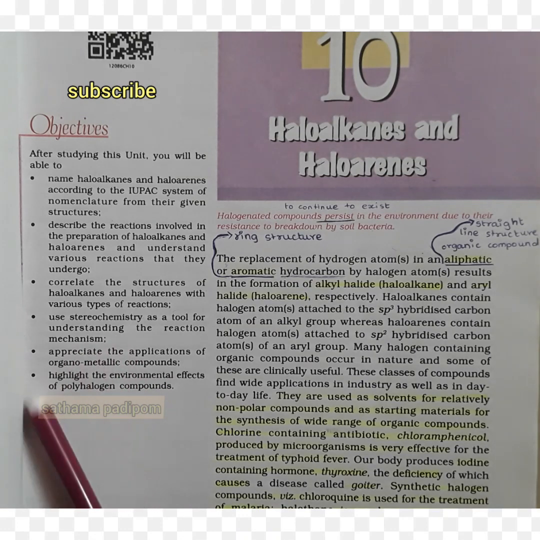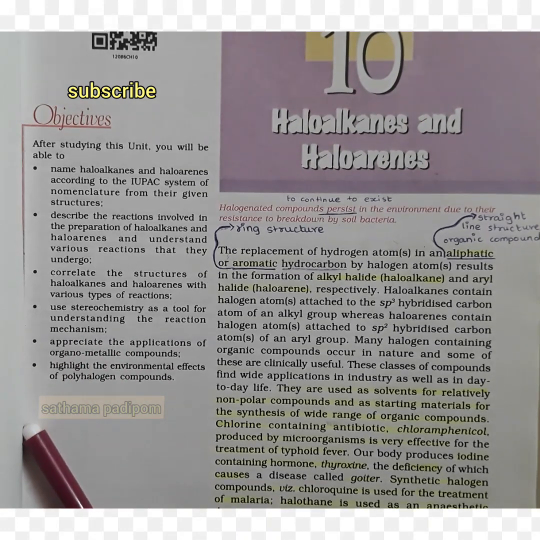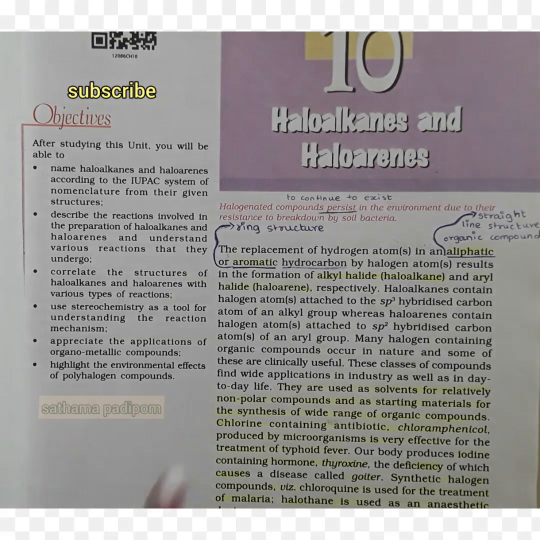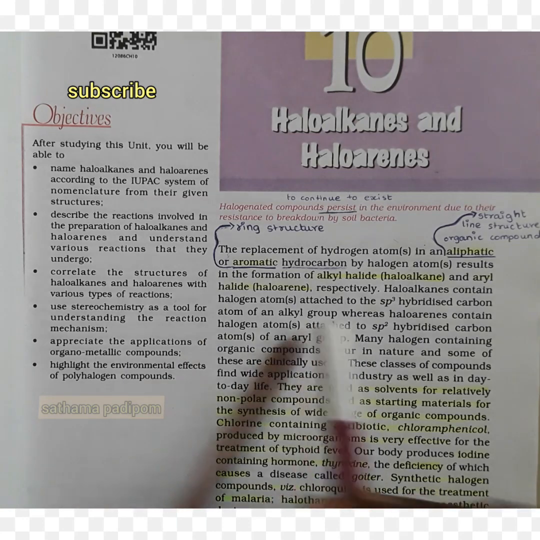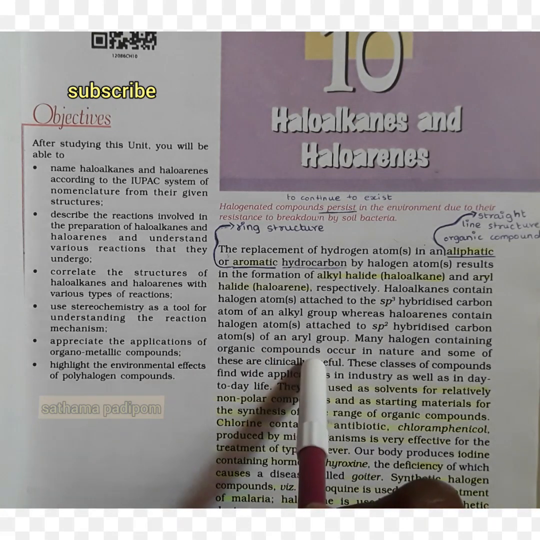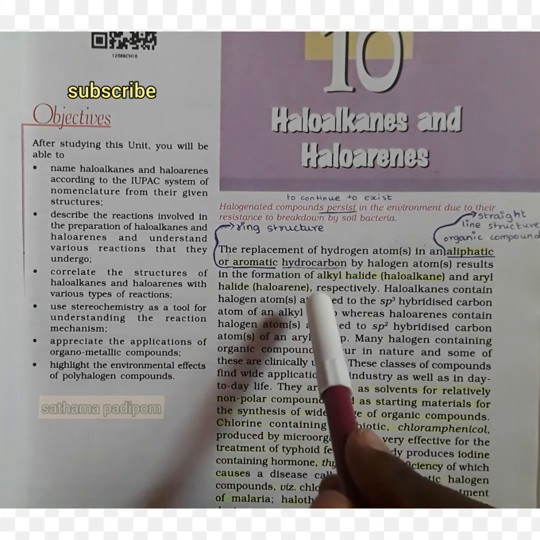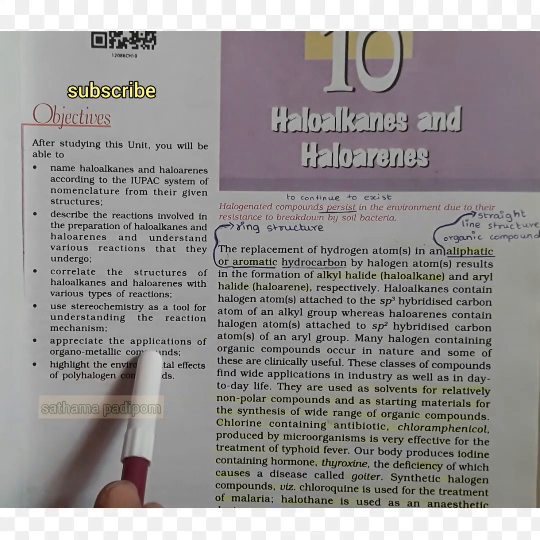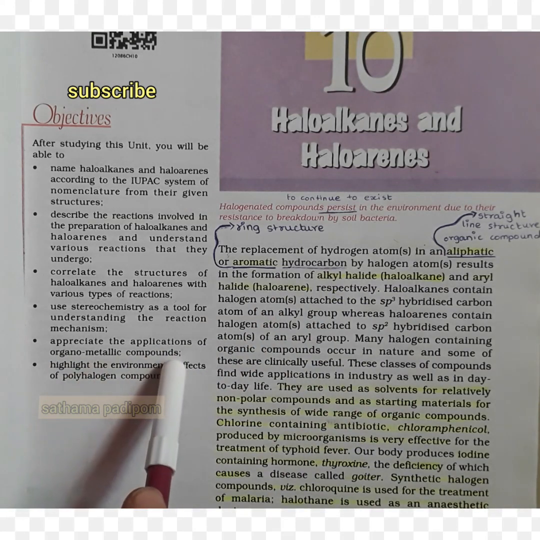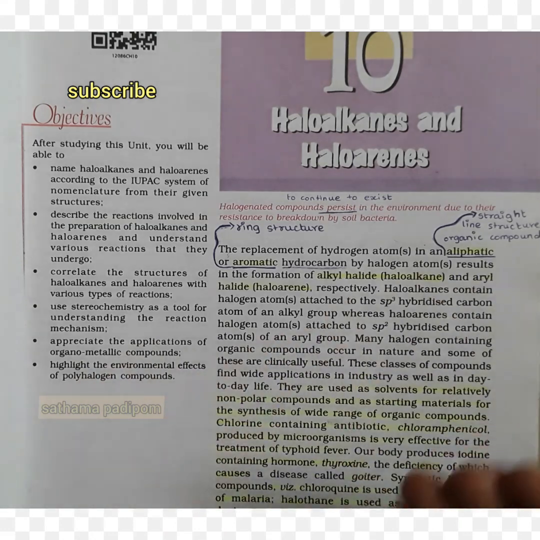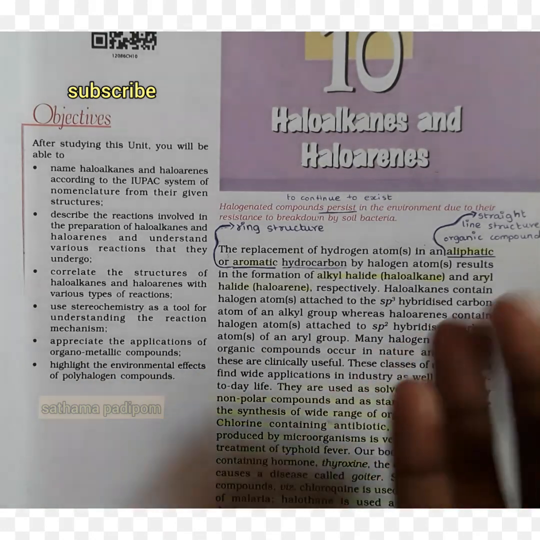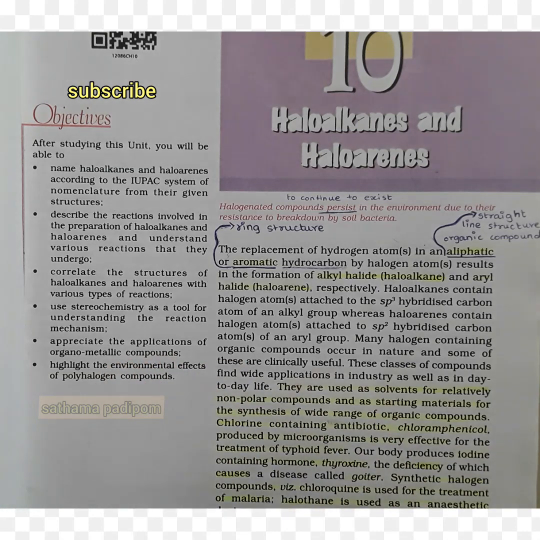And the next, appreciate the applications of organometallic compounds. So in every chapter this point we have to be clear: applications. Why are we learning this? What is the application of this chapter? Everything you have to know. Okay, appreciate the applications of organometallic compounds. So we have learnt all the haloalkanes and haloarenes in this chapter. So this is the application. Where are we using this application? Everything we have to know.